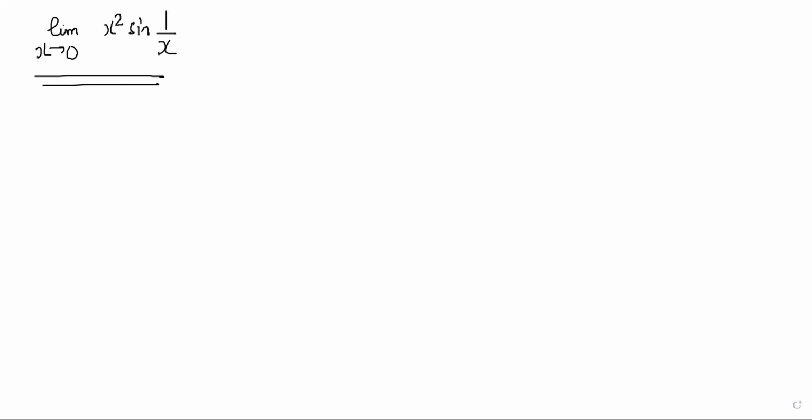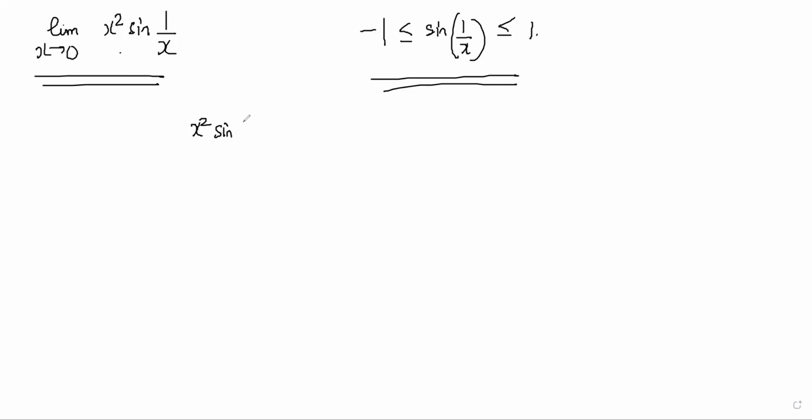However, what we can say is that sine 1 by x will always lie between -1 and 1, no matter what, because it is a sine of something. So we can construct two other functions. We can say that x square into sine 1 by x will always be greater than minus x square, and this will always be less than x square, because this part is between -1 and 1.